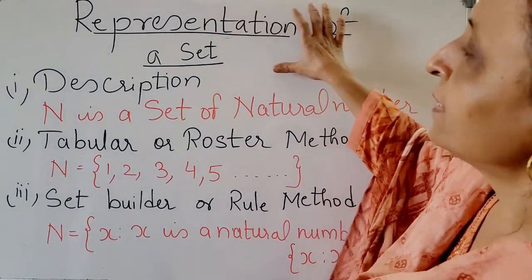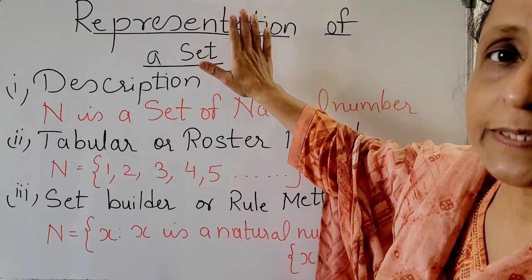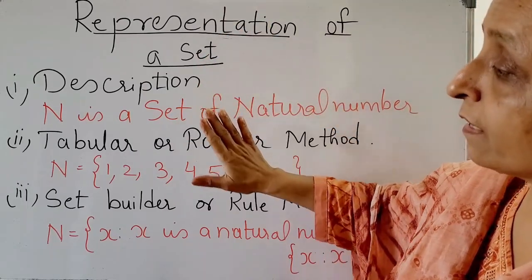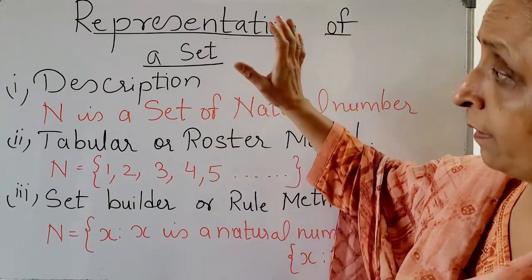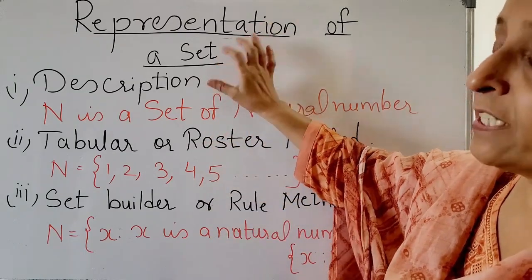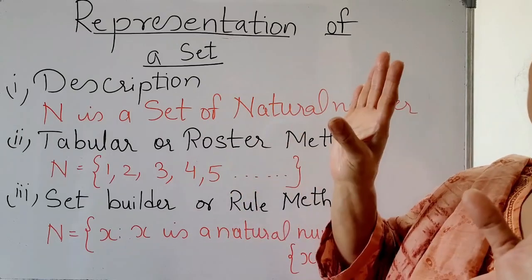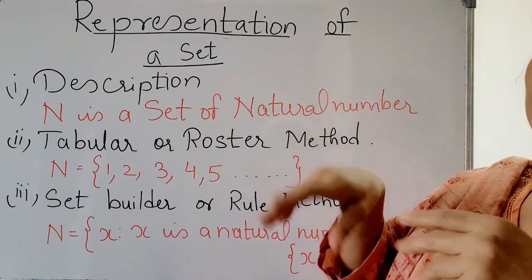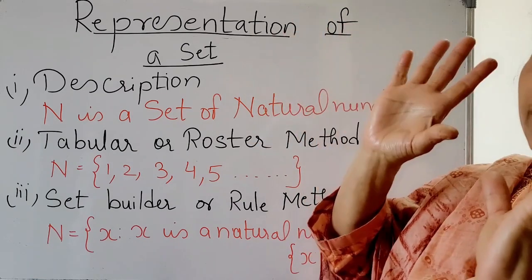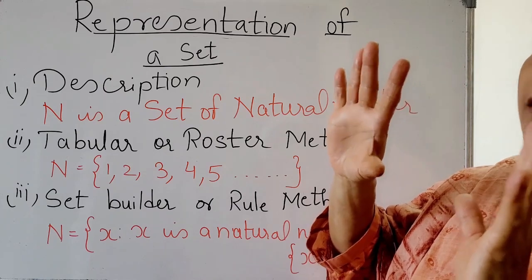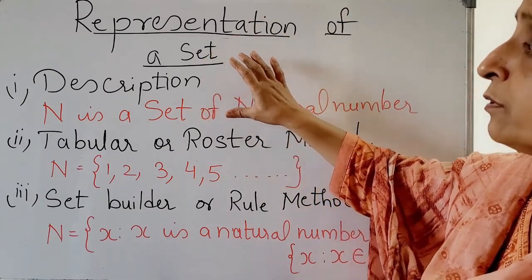Now the representation of a set. How is the set represented? Now you can see there are 3 methods by which it can be represented. The first one is description. You fully describe in words what the set is about. Whether the set is about tall boys, short boys, or boys in 10th class, whatever, the description has to be given. Here let us stick to the numbers.